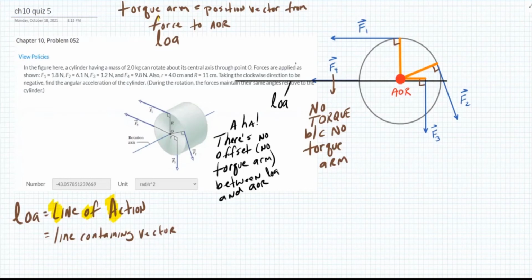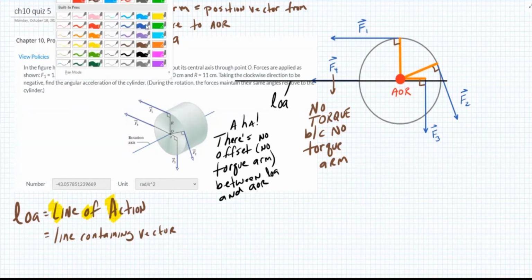So again, there's no leverage. F4 right here has no leverage. It's like walking up to a door and pushing the door directly towards the hinge, which means you're applying a force, pushing the door towards the hinge, but you're not rotating. The door does not rotate at all because there's no component of your force that's tangent to that swing path. So there's no torque, because there's no offset. No offset means no torque arm.